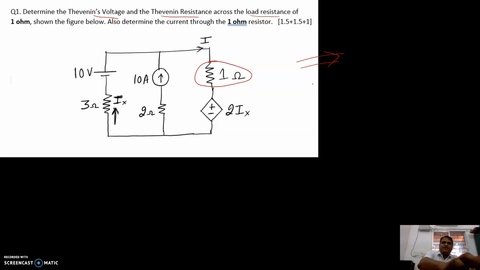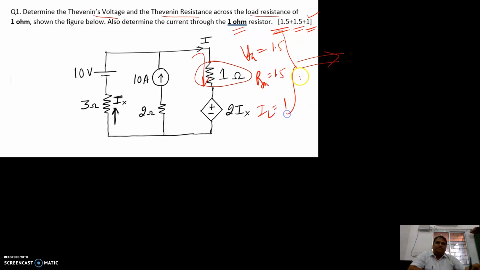And here you again have 1.5, 1.5 and 1. Obviously you will get this if you find the answer. The question also asks to determine the current through 1 ohm. It is understood that you will use the same Thevenin circuit to find the current through the 1 ohm. If you find the value of VTH, you get 1.5. If you find the value of RTH, you get 1.5, and when you get the answer IL, you get 1 mark. So in total you get 4 marks.